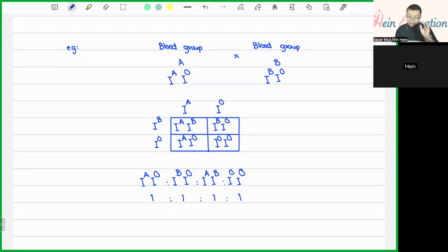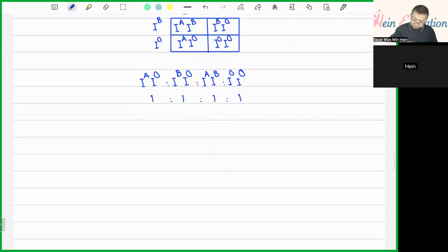So this will be about codominance. Codominant is when both alleles are expressed in the phenotype. In this case, it would be blood group AB, right? So it's not either A or B, but AB. It means both characters are expressed in the phenotype.